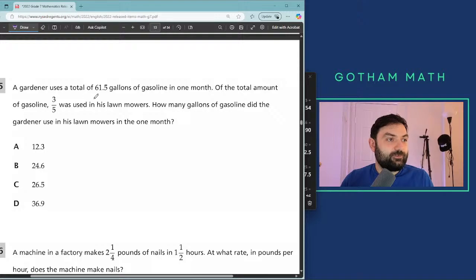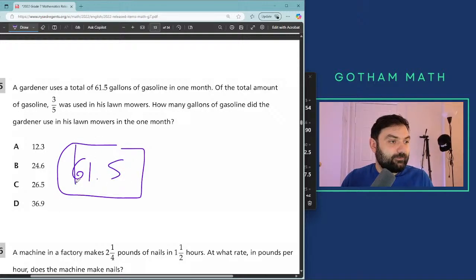A gardener uses a total of 61.5 gallons of gasoline in 1 month. Of the total amount of gasoline, 3/5 was used in his lawnmowers. How many gallons of gasoline did the gardener use in his lawnmowers in 1 month? So this is a straightforward question. It's not one step per se, but it's like one main action, right? Because they say that there were 61.5 gallons, right? And 3/5 of that was used. If we divide this into 5 pieces, this much was used.